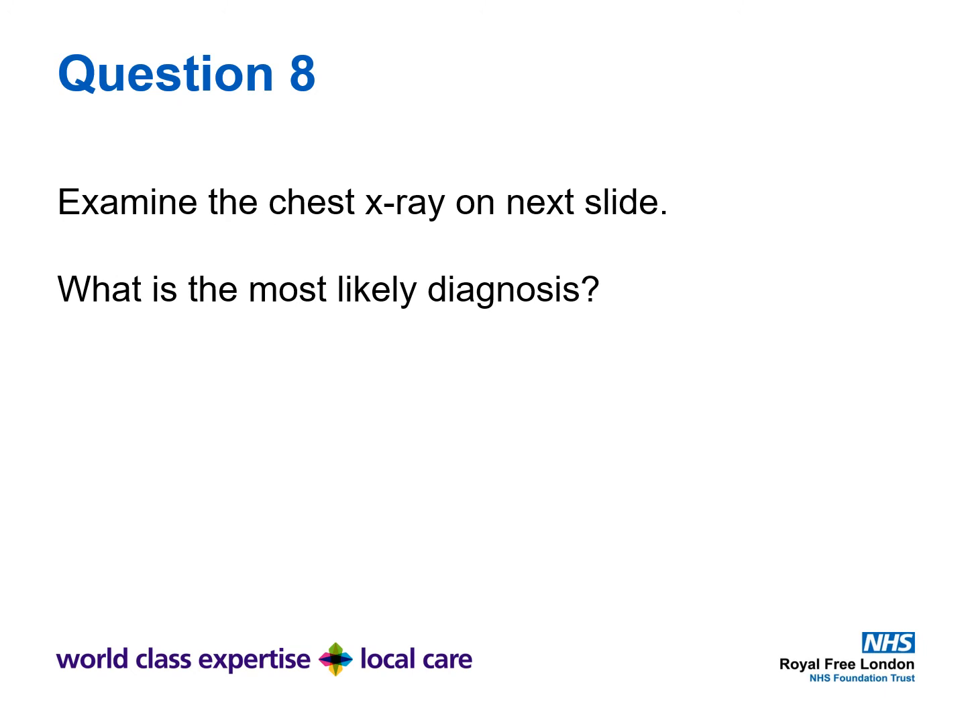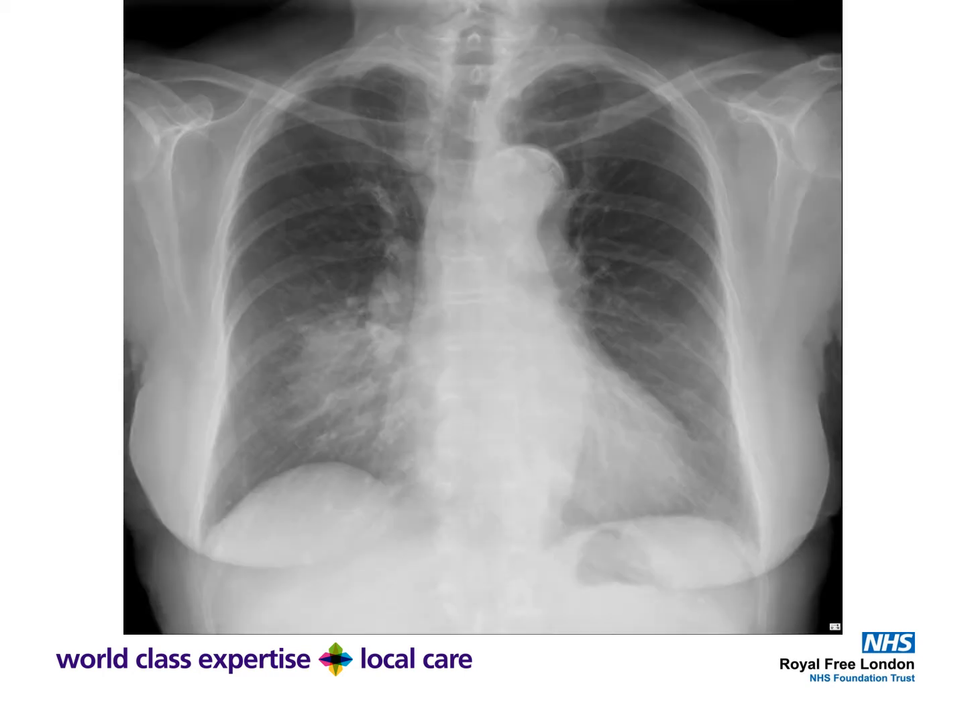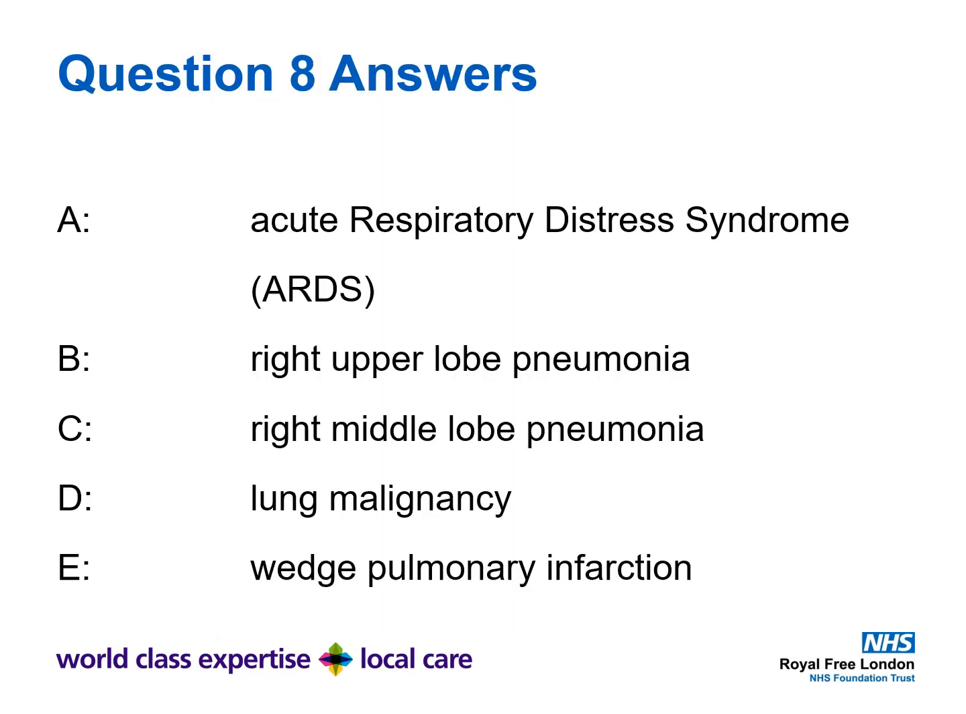Question 8. Examine the chest X-ray on the next slide. What is the most likely diagnosis? Pause here until you have the answer. Is it A, acute respiratory distress syndrome or ARDS, B, right upper lobe pneumonia, C, right middle lobe pneumonia, D, lung malignancy, or E, wedge pulmonary infarction?